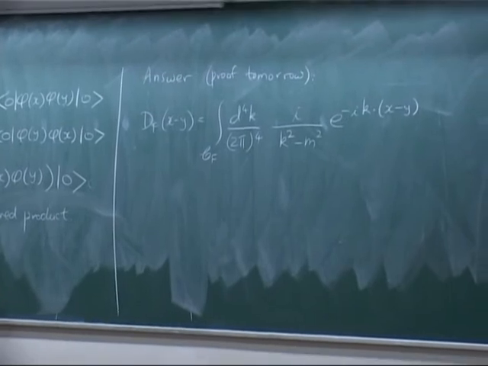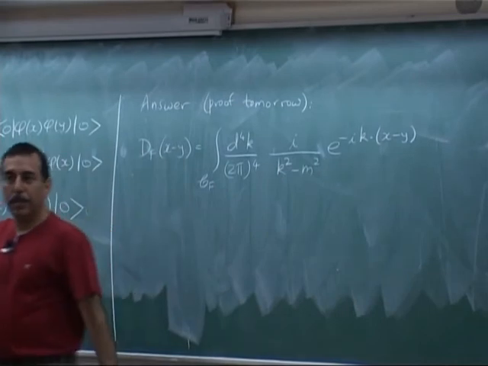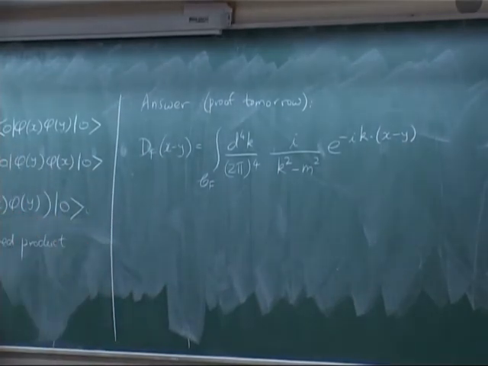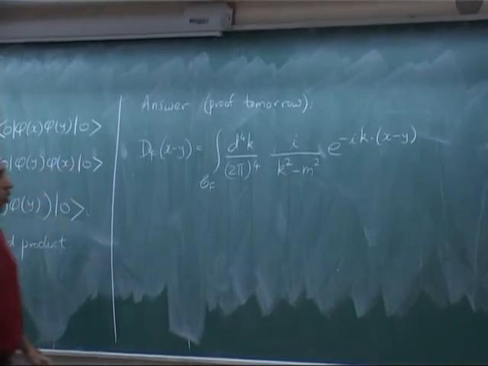It has the right property. It's a function only of x minus y because of that. Okay. I have to specify for you what is C_F. It's the contour over which this thing is integrated, and the contour is in k0.